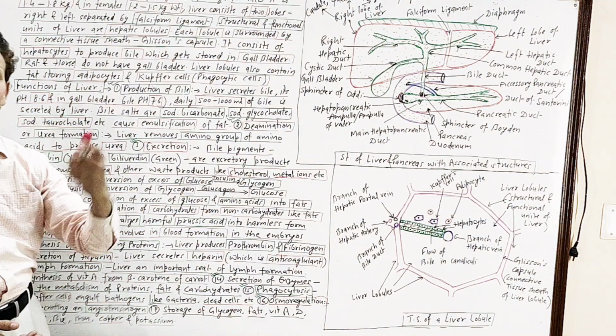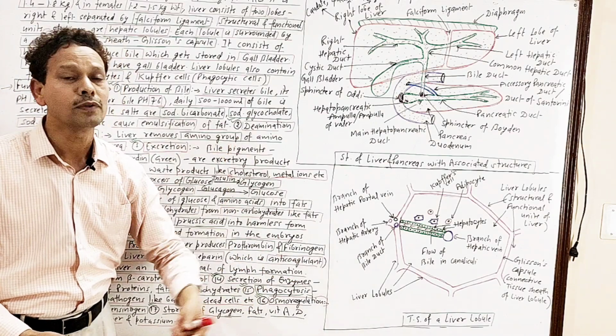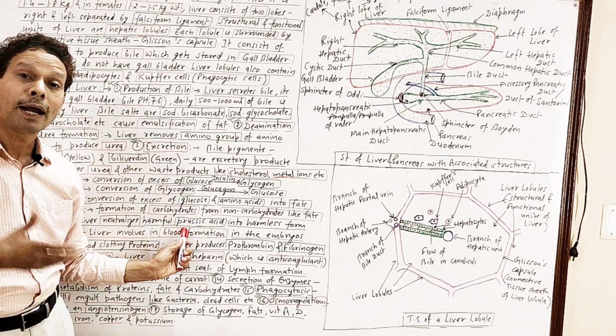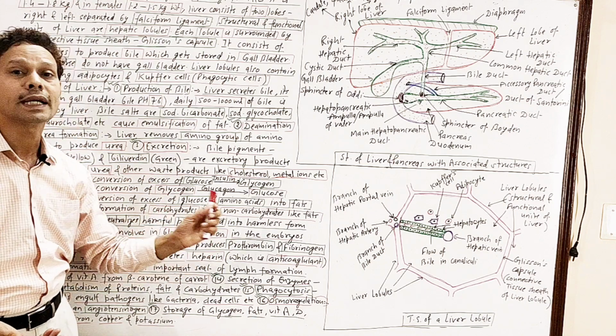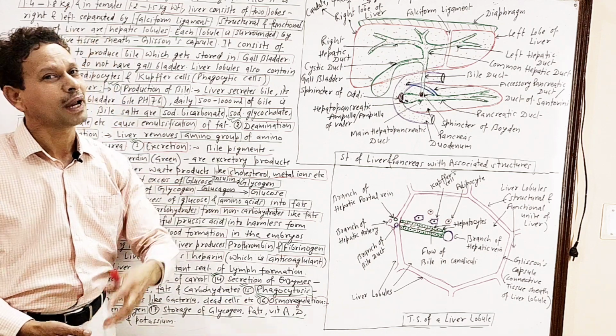Detoxification. Liver is also involved in neutralization of toxic compounds, harmful substances, like a very important toxic compound which is a metabolic product, that is prussic acid. It gets neutralized by liver.